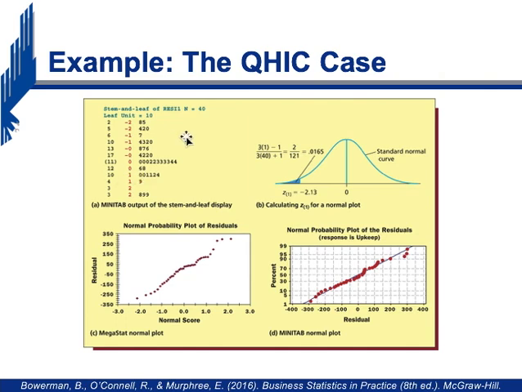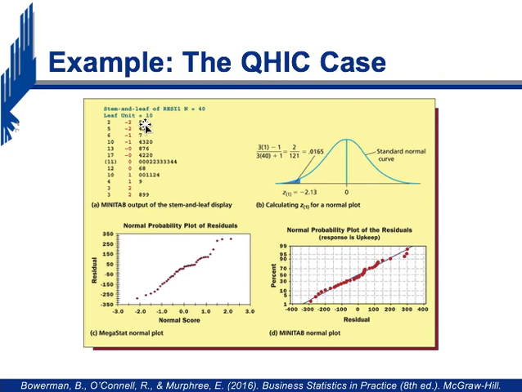So we have here a stem and leaf display of the residual. This is an output from the statistical software Minitab. We can see that there seems to be an approximately bell-shaped symmetrical curve for the residuals. So it is suggesting that the normality assumption is satisfied.